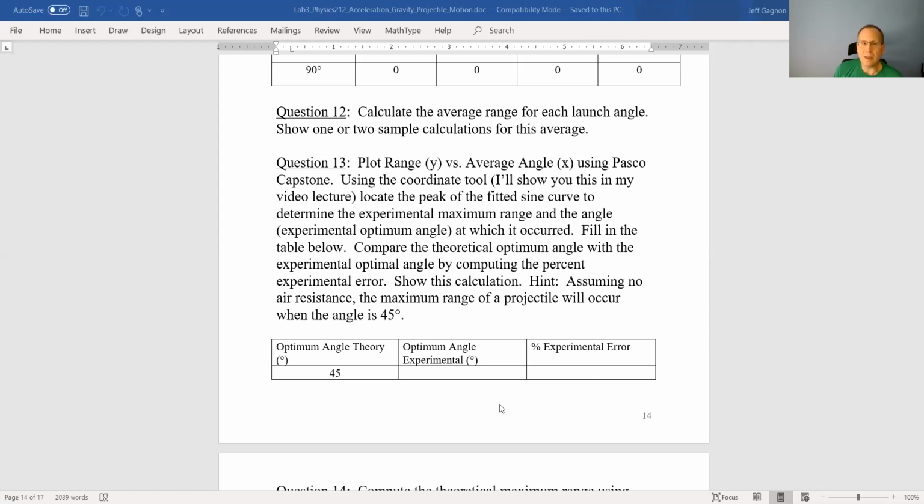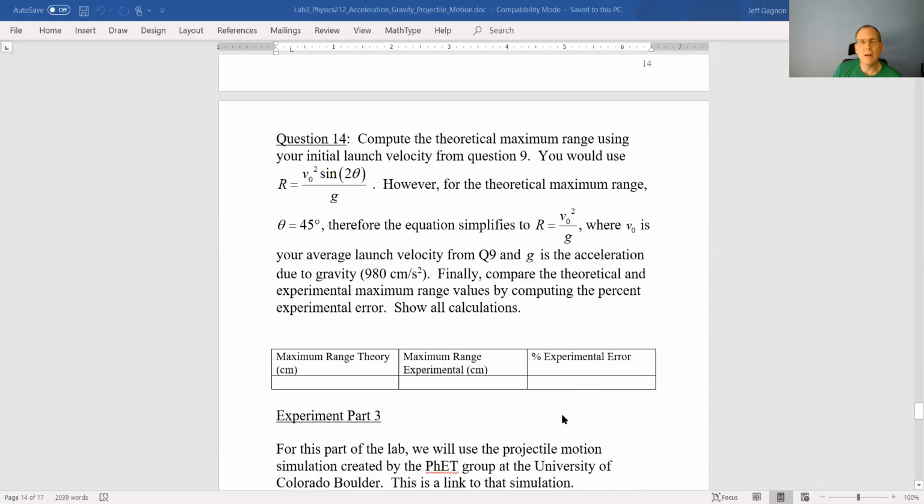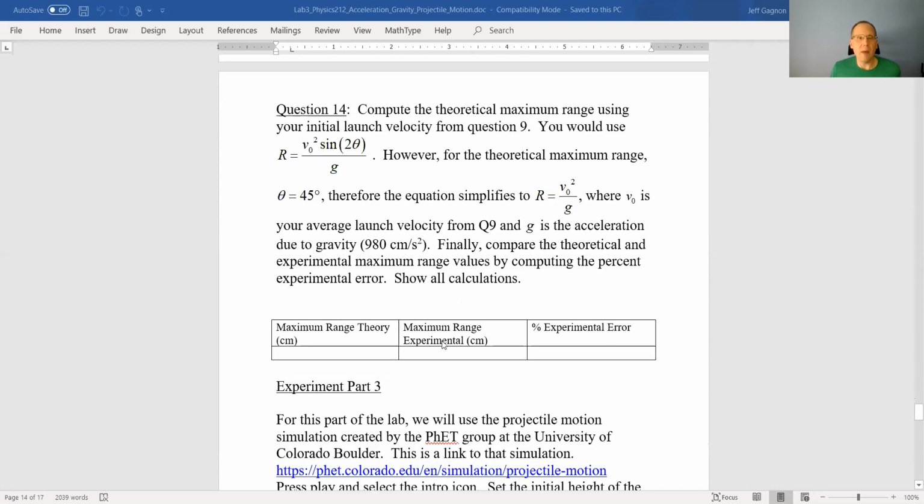And question 14 is going to be to do the same thing for the maximal range. So the maximal range experimental comes from your graph, whatever that highest value was when you found the peak of your curve. And the max range theory, you can calculate by using this formula, but we know that the angle is going to be 45 degrees, at which the max range will occur. 2 times 45 is 90, and sine of 90 is just equal to 1. So this formula simplifies to V naught squared over g.